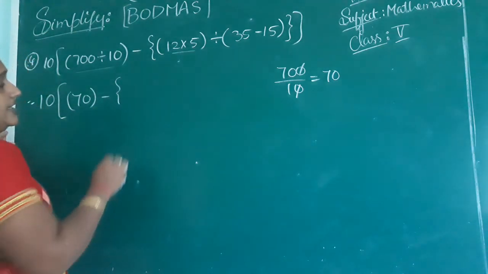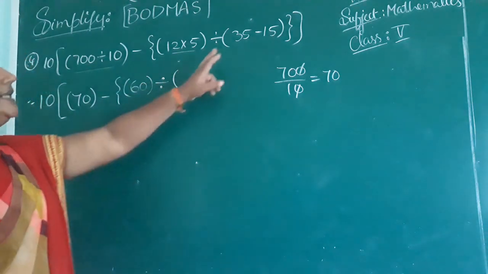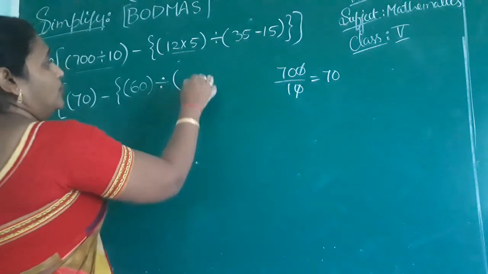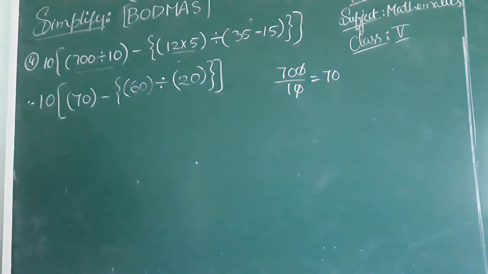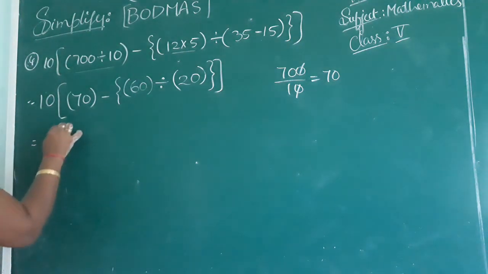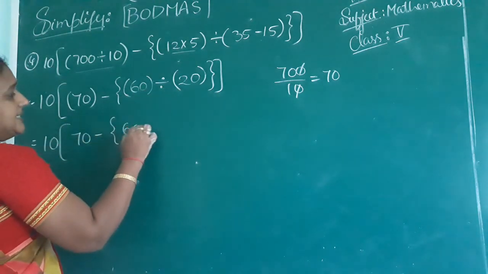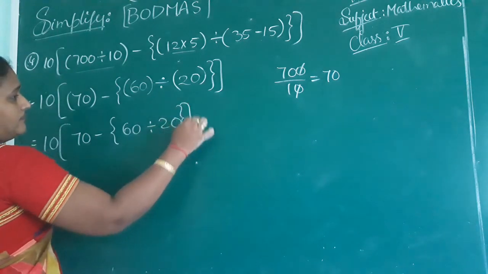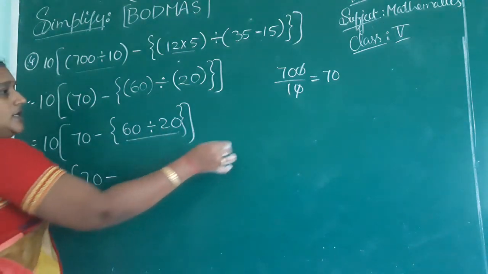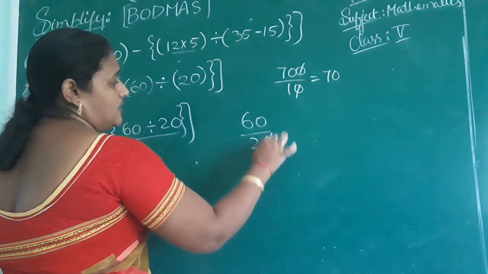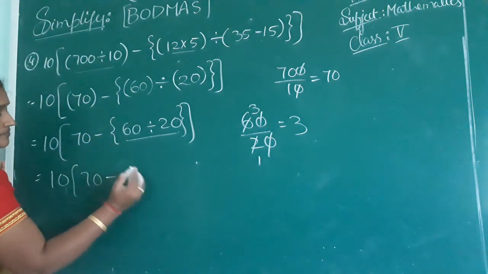What is 12 fives, children? 12 fives is 60, divided by 35 minus 15. 5 minus 5 is 0, 3 minus 1 is 2, 20. Next, curly bracket close and then square bracket. Okay, see the numbers. 10 of 70 minus of 60 divided by 20. What is 60 divided by 20? 0, 0 get cancelled, 2 ones are 2, 2 threes are 6, so the answer is 3. So minus of 3.